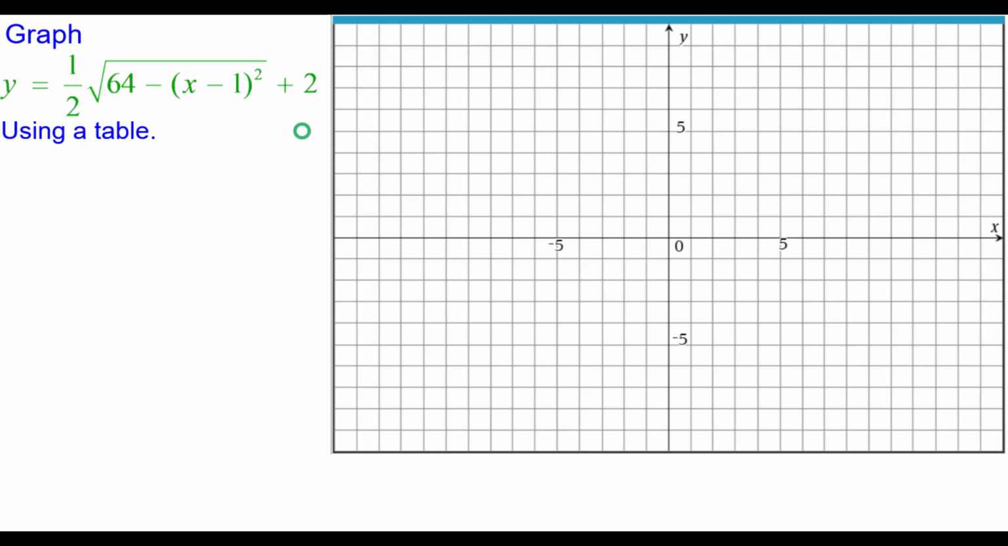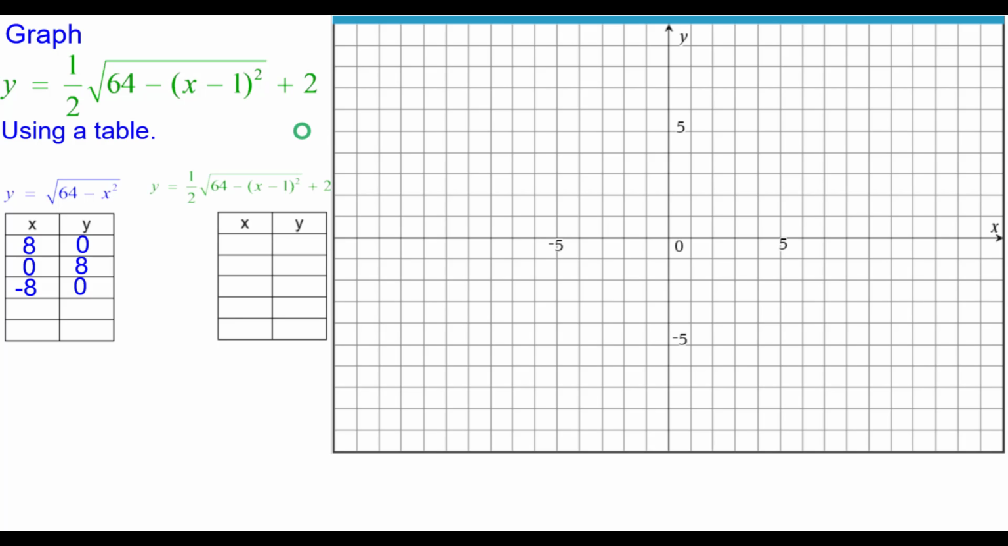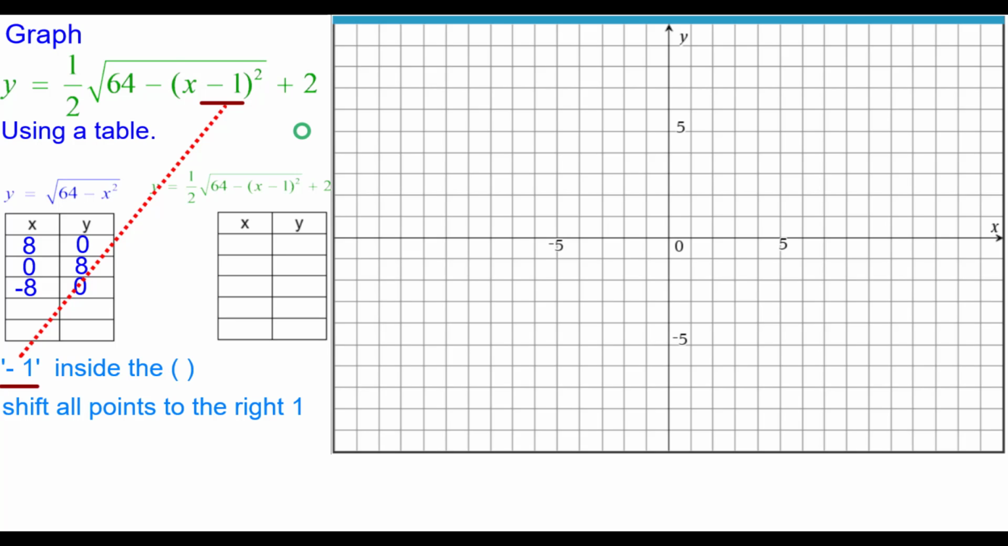Second way, using a table. Here are 3 values on our semicircle. And we're going to look at the minus 1, which is inside the parentheses, inside the function. It shifts all points to the right 1. And so in order to do that, we have to add 1 to each x value to shift it to the right.